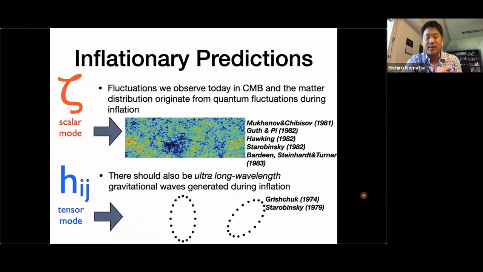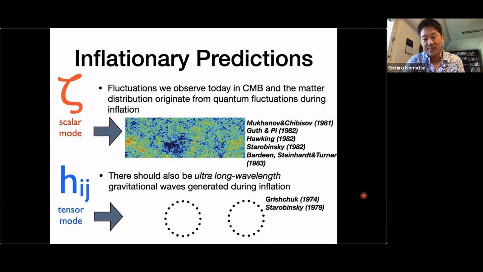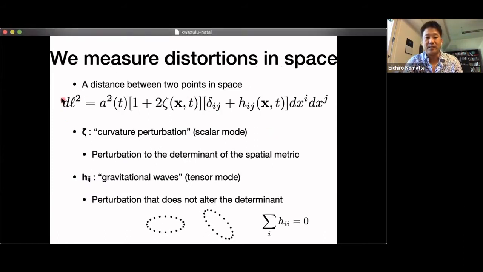So inflation predicts two things. One is the existence of density fluctuations called the scalar mode, zeta. Another is the gravitational wave or tensor perturbations. And we measure distortions in space. This is the distance between 2 points in space. You have a uniformly stretching factor, the scale factor, but then you have perturbations. For example, this will be the perturbation to the determinant of the distance between 2 points.